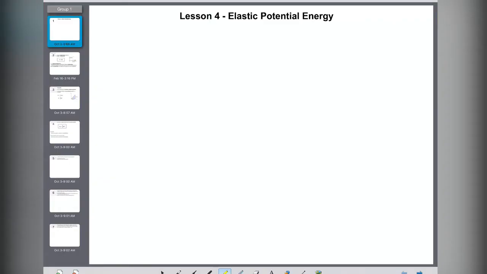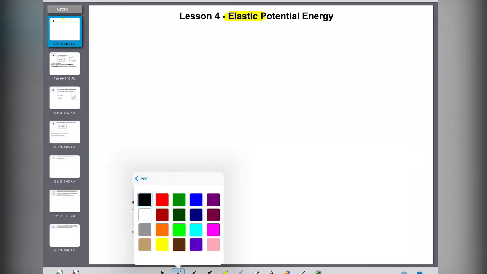So right now, in this lesson we're talking about elastic potential energy. As you can tell, we're talking about something that is stretchy. Elastic could apply to a spring or an elastic that you're talking about. So let's just review what we have done so far.